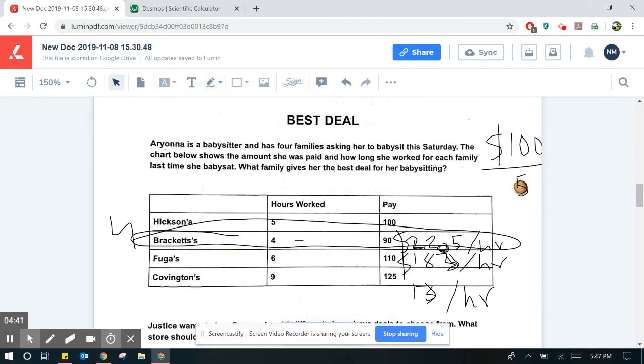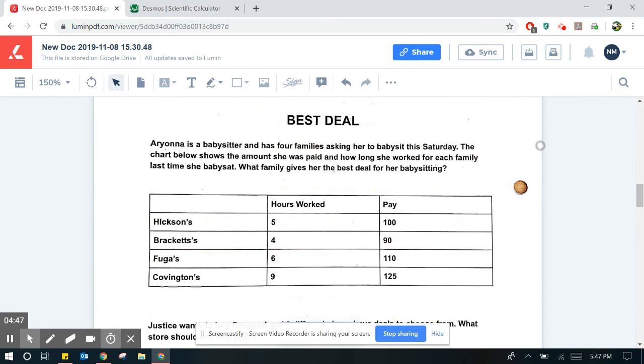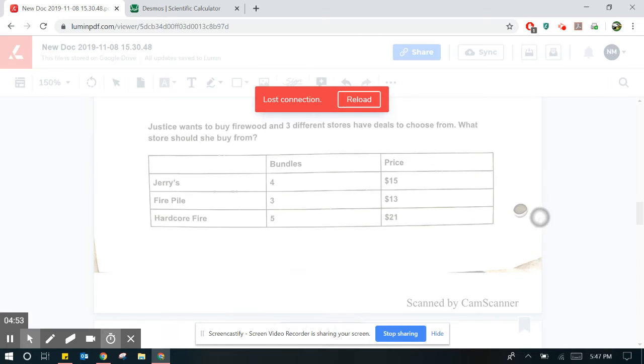And in the next section, we have a similar idea.